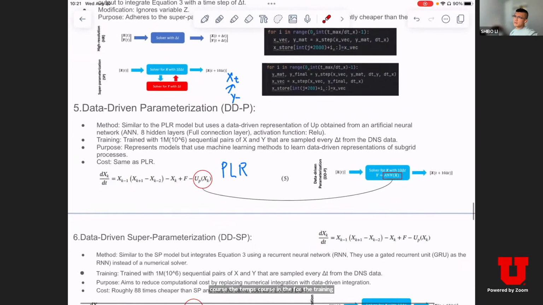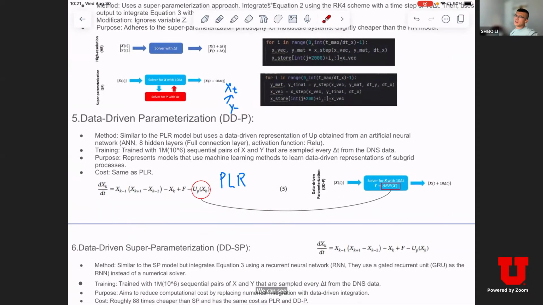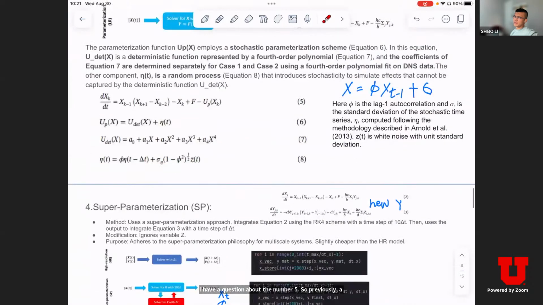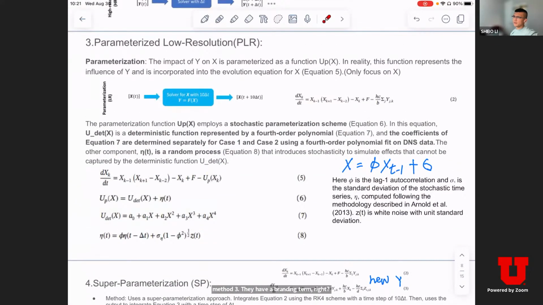I have a question about number 5. Previously, method 3 had a Brownian term, right? So how do they add the Brownian term in method 5? The Brownian term? Yeah, the eta T. Equation 6. Oh, this one. Yeah, the eta T. So how do they add this term to the neural network?